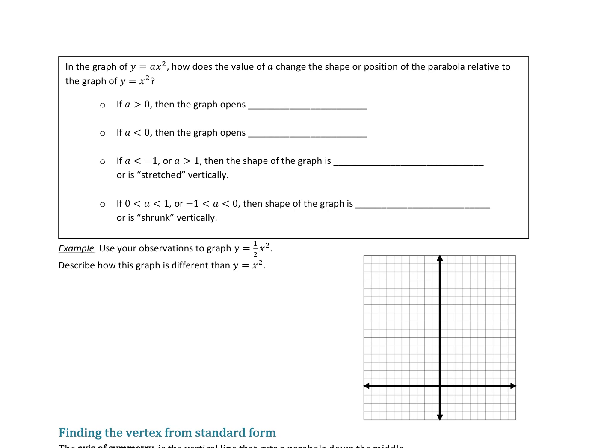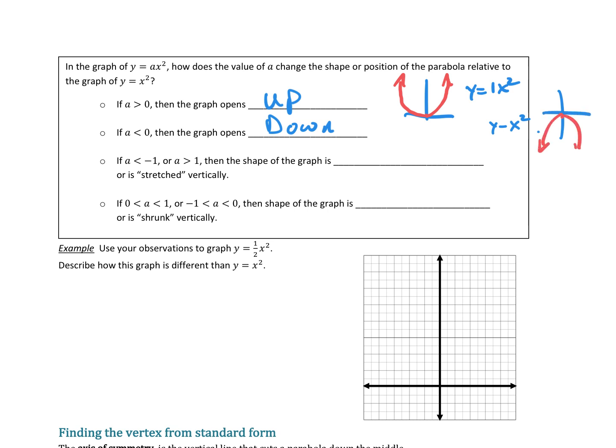So if a is greater than 0, the graph opens up. We say this opens up. The graph, for a positive a value, will open up like this, kind of like y equals x squared. If it's negative, then it will open down. So if a is less than 0, it'll open down. So this is like y equals 1x squared or 2x squared or something like that. If we have y equals negative x squared, that's going to look more like this. And it's going to open down for negative 1 or negative 2 or something like that.